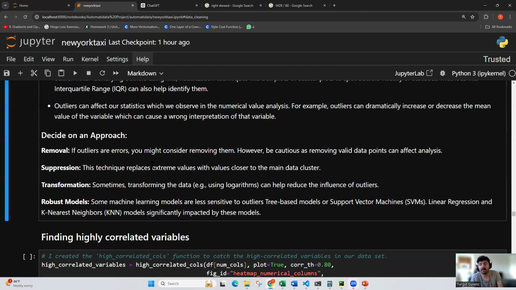Why? Because some, I wrote those below, tree models are robust to those outliers. Why? Because tree models are just splitting and branching, going down, right? So it doesn't matter what the value is. But k-neighbors and linear regression, these models are really sensitive to and significantly impacted by these outliers, okay?